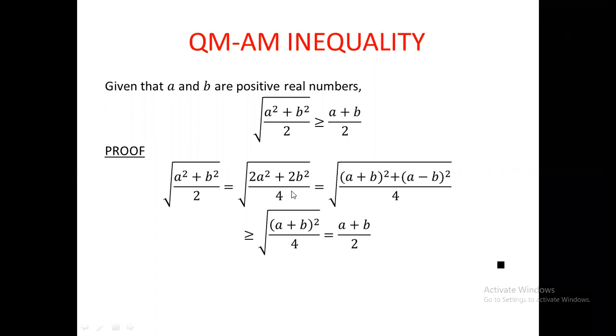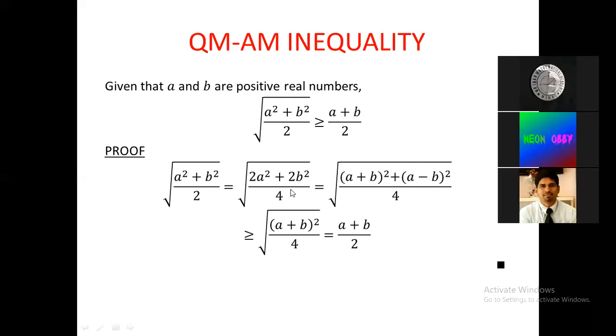Now, there's a reason why I taught you algebraic identities earlier on. You remember our first set of classes had to do with algebraic identities. It was because you really need them in proving inequalities. All right, so 2a squared plus 2b squared.